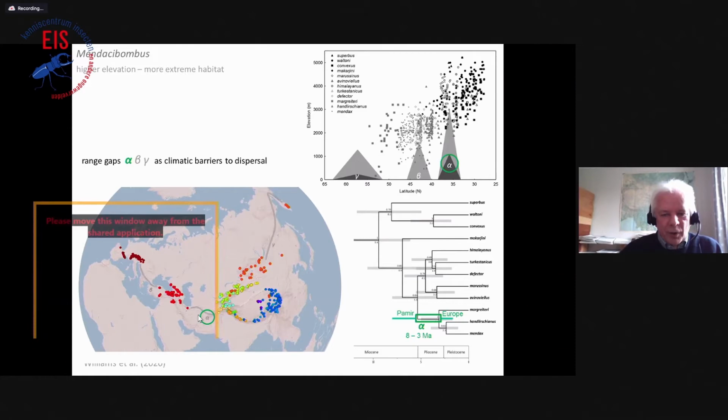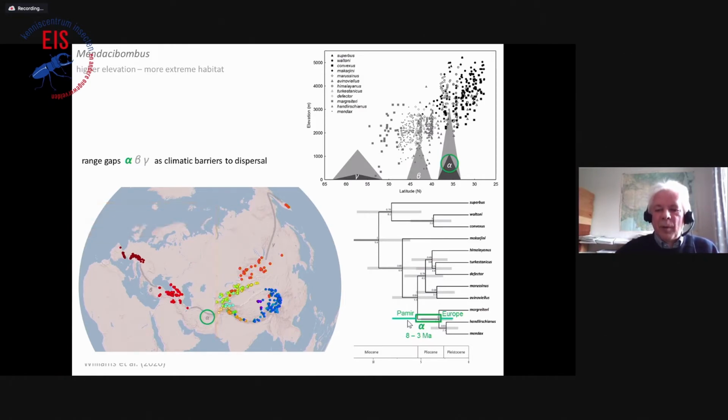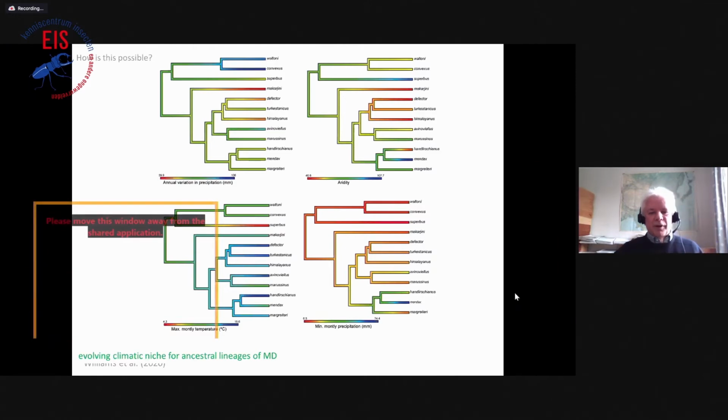I'm going to focus on this one, which is the route from Asia into Europe, and this is going through Afghanistan and Iran. And these mountains are currently too low, with too warm and dry a climate to support bumblebees. And yet, if we look at the genetic evidence, it would appear that these bees should have, or most likely have, spread from Asia into Europe between about 8 and 3 million years ago. So how is this possible?